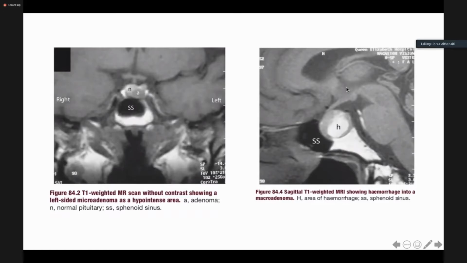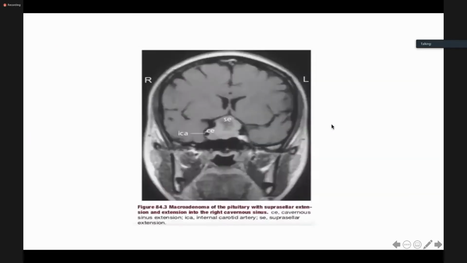While in the other picture, in the sagittal view here, we have the pituitary gland, and it's measured approximately more than 1 centimeter. There is an area with hyperintensity here. This is T1 with contrast. So this is the macroadenoma, and there is a hemorrhage inside the tumor. And this is another coronal view, showing a huge mass extending laterally into the cavernous sinus.